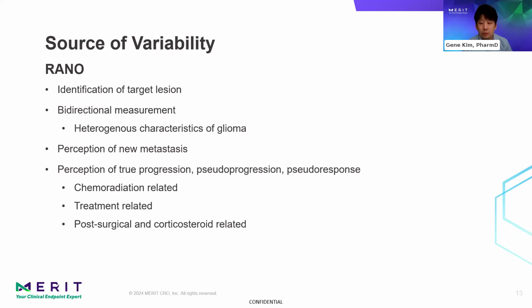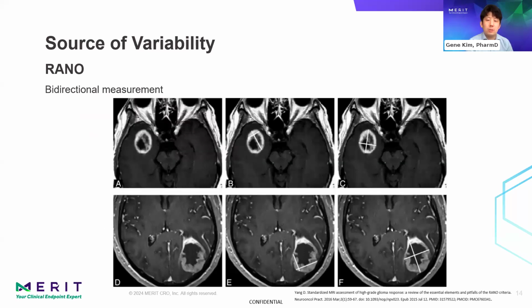Measuring the bidirectional measurement of the short and long perpendicular axes, which is the guidance of the RANO, would be another factor that can be performed in a different manner. And I do have one slide of images, for instance, on an image interpretation that occurs a little differently. And I would like to also have Dr. Lin quickly explain these images for us.